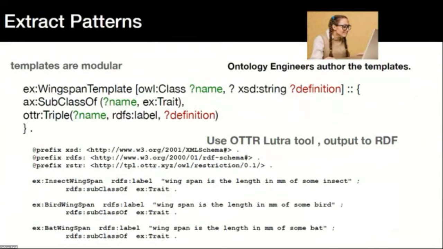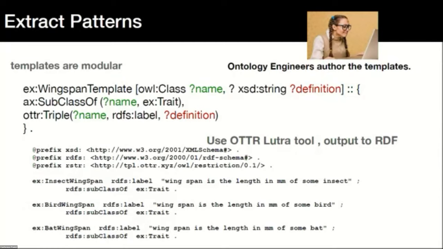If you create a new wingspan, it's a class and it will have some definition. And then the second line, I say that this wingspan will be a subclass of trait. And I have defined trait as a class elsewhere. So templates are modular. And then I will say that you will also create this triple, the name of that class with the label, some string definition.